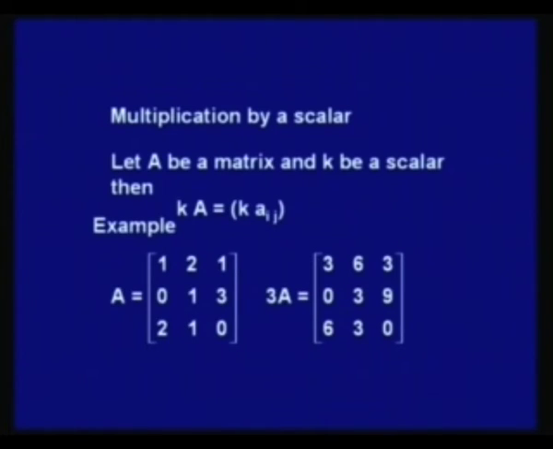For example, if I have a 3 by 3 matrix as this, then 3 times A is obtained by multiplying each element of this matrix A by 3. That is, 1 into 3 is 3, 2 into 3 is 6, 1 into 3 is 3. Similarly, 0 into 3 is 0, 1 into 3 is 3, 3 into 3 is 9, 2 into 3 is 6, 1 into 3 is 3, and 0 into 3 is 0. So, 3A is this matrix obtained by multiplying A by the scalar 3.